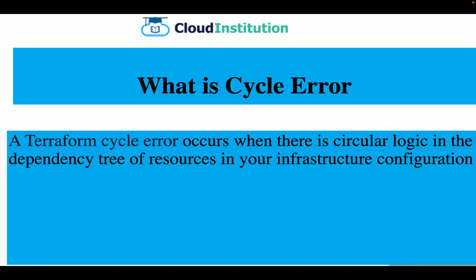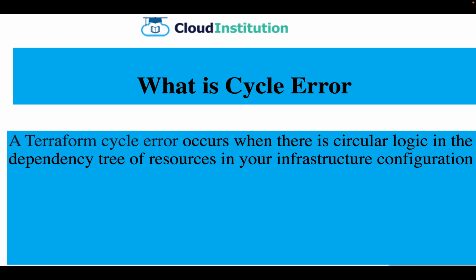First of all, we want to understand what a cycle error in Terraform is. A Terraform cycle error occurs when there is circular logic in the dependency tree of resources in the infrastructure configuration. That means if you have two resources, and both resources have an interdependency on each other. For example, I have two resources: resource number one and resource number two.